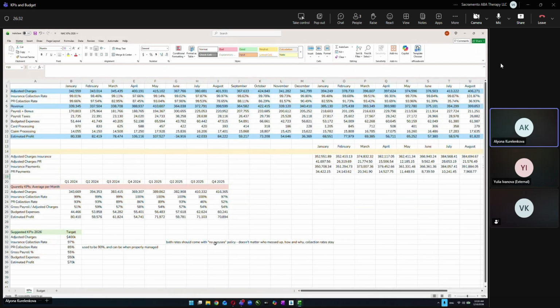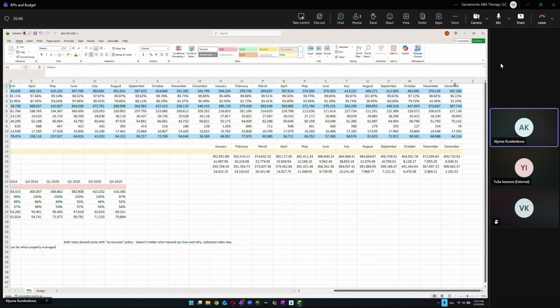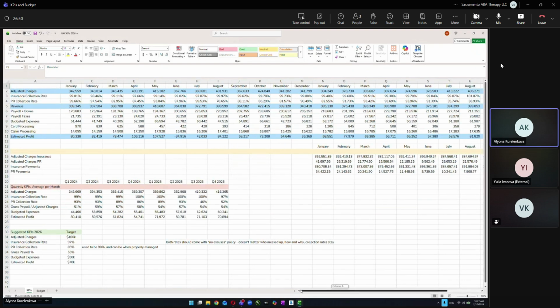So look, here is what I did. I did historical data for the last 2 years. So this is January 2024, and it goes all the way to December 2025. I wanted to see all the performance indicators so we can see how we've been doing over this time period and figure out what should be our KPIs, our goals going forward.